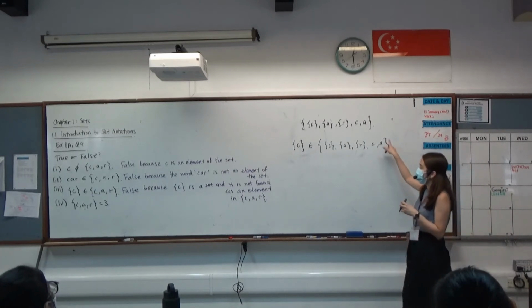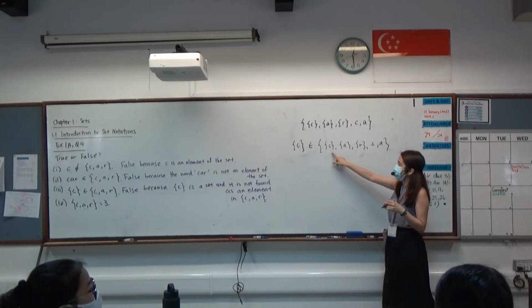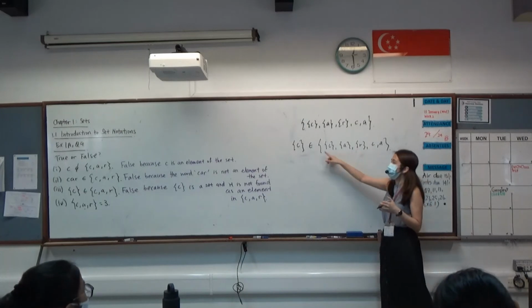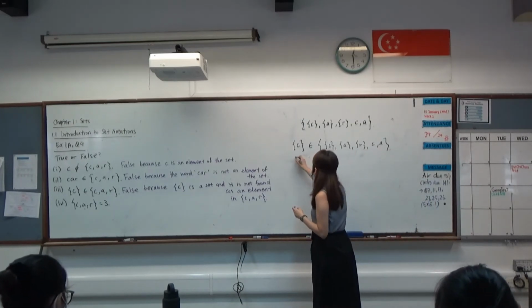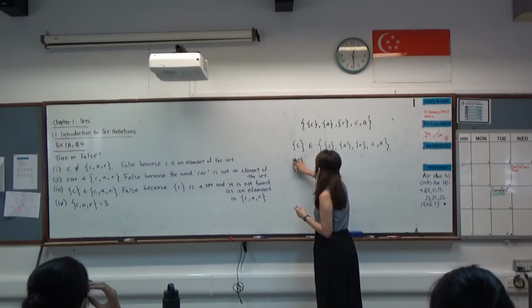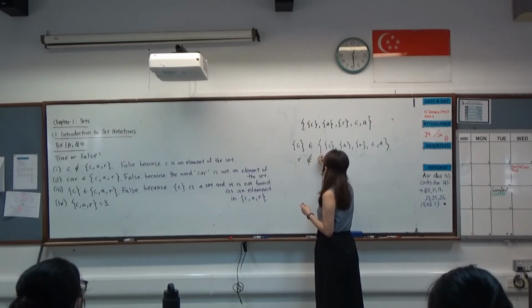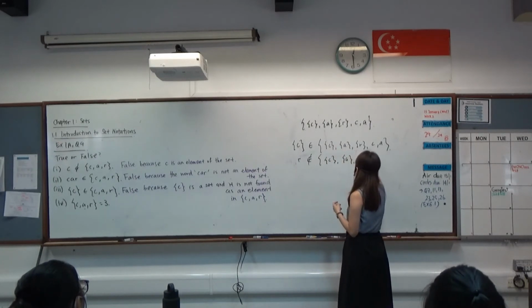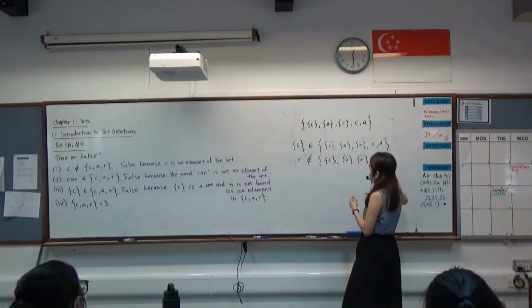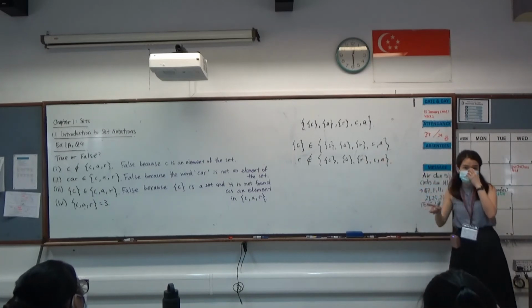But I think a simpler one would really just be saying it in this manner. When you have a bigger set, where inside it there are actually smaller sets, then we can say it this way. But on the other hand, I would not be able to say that R is an element of the bigger set here. So R does not belong in this set.